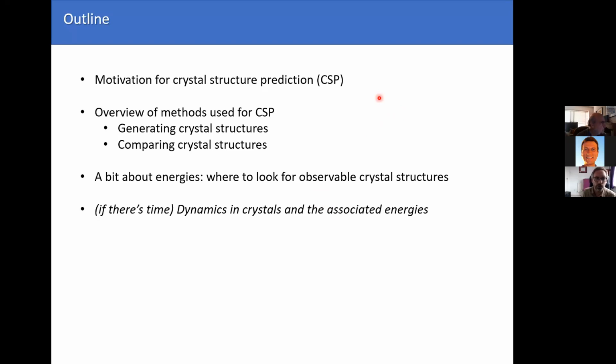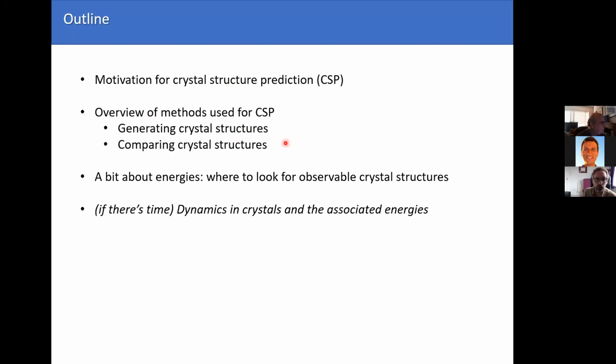Okay, so in the time that we have, what I thought I would do would be to give just an overview of how we approach the problem of predicting crystal structures. A little bit about motivation, although we're going to hear a lot more about this from Anjali just after my talk.